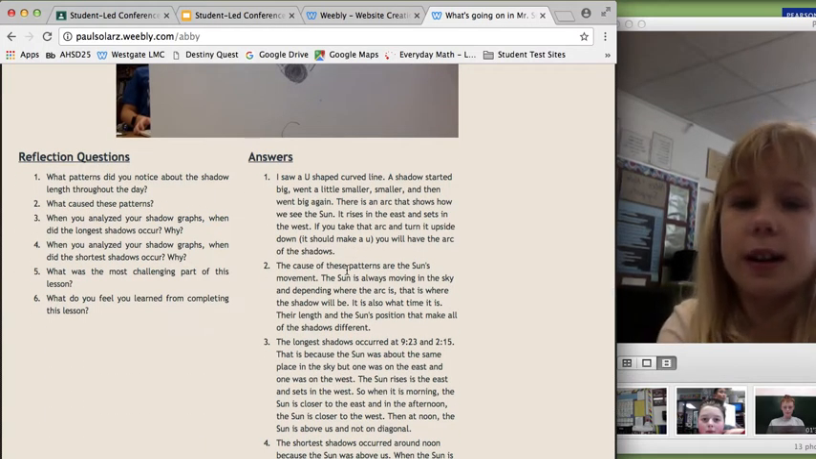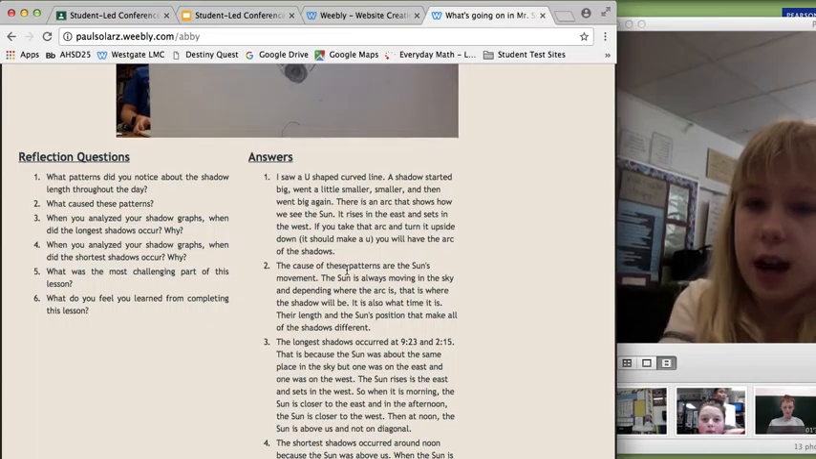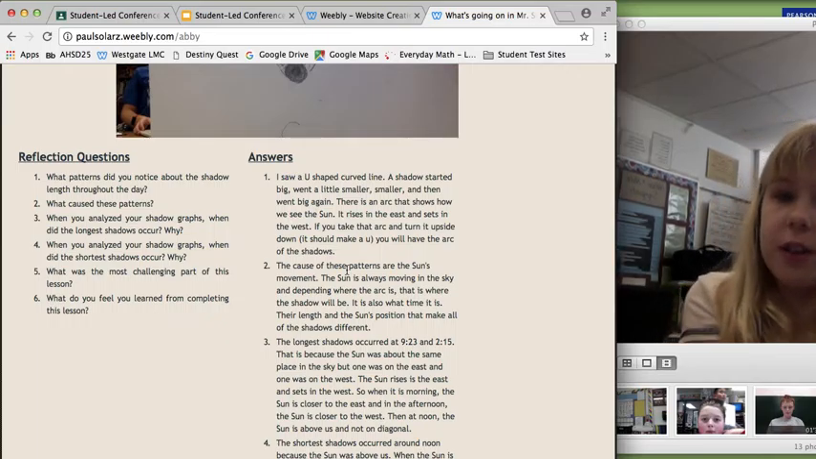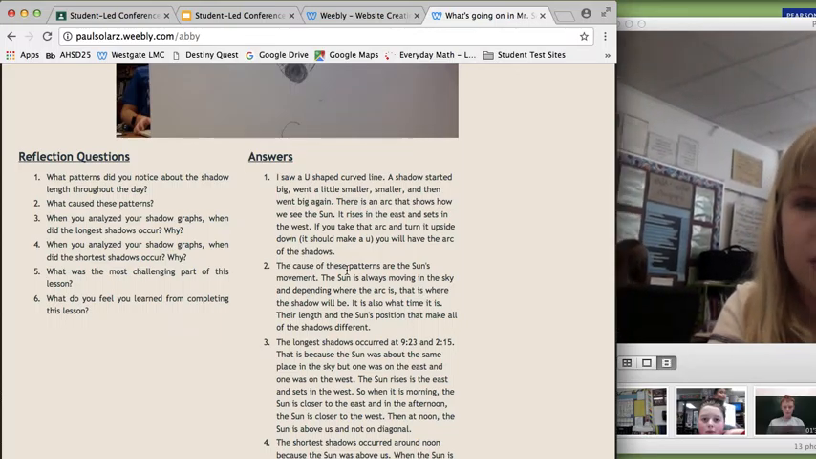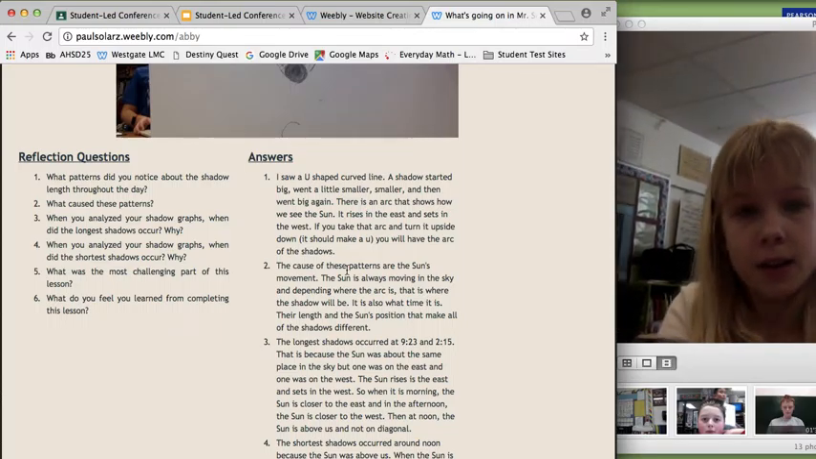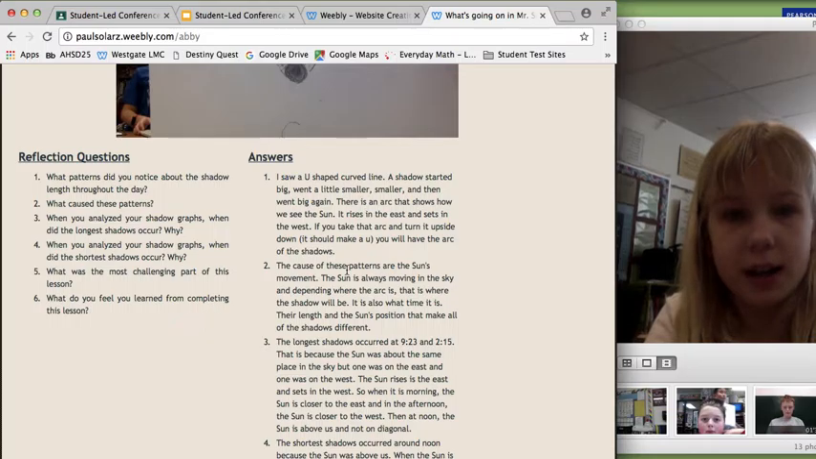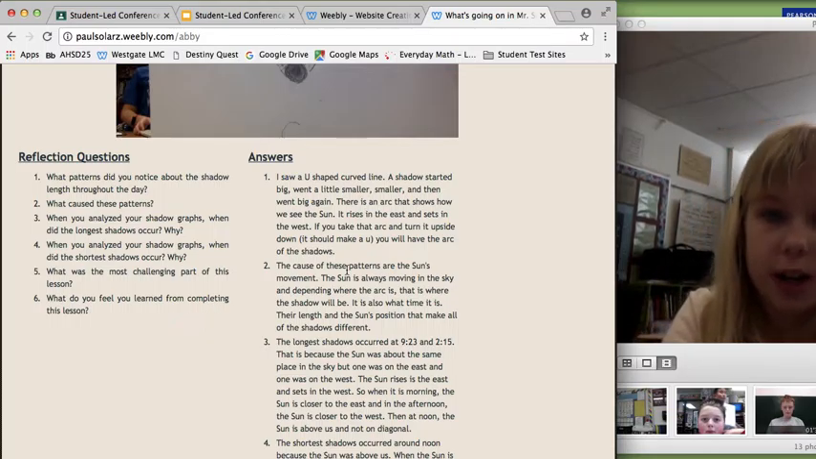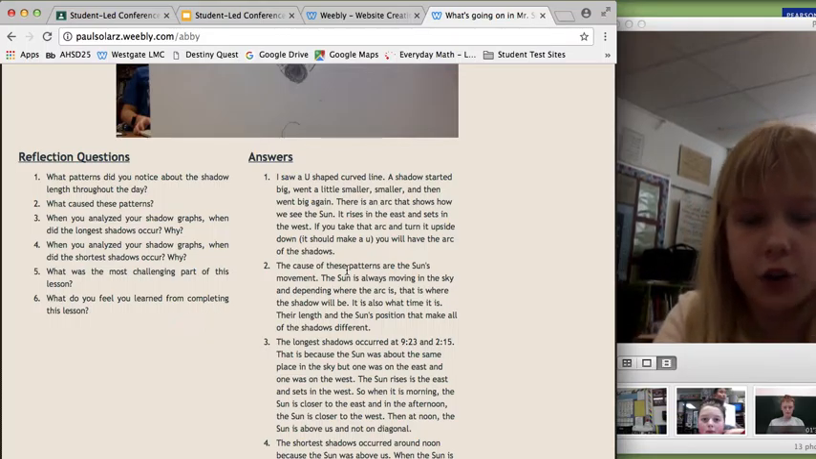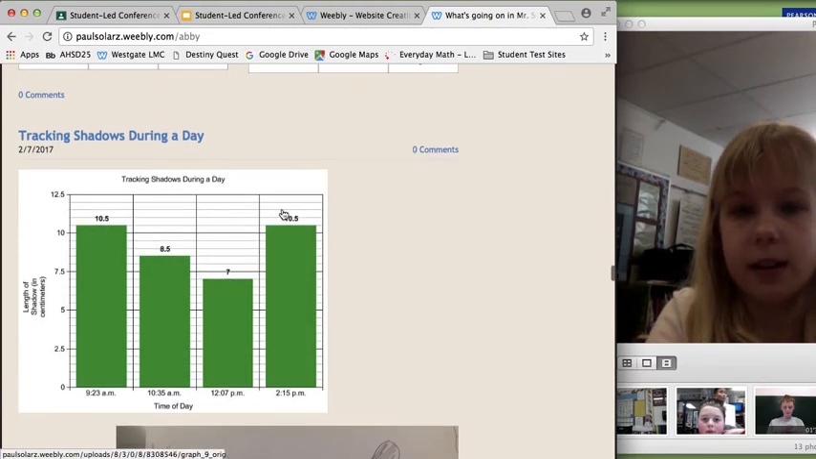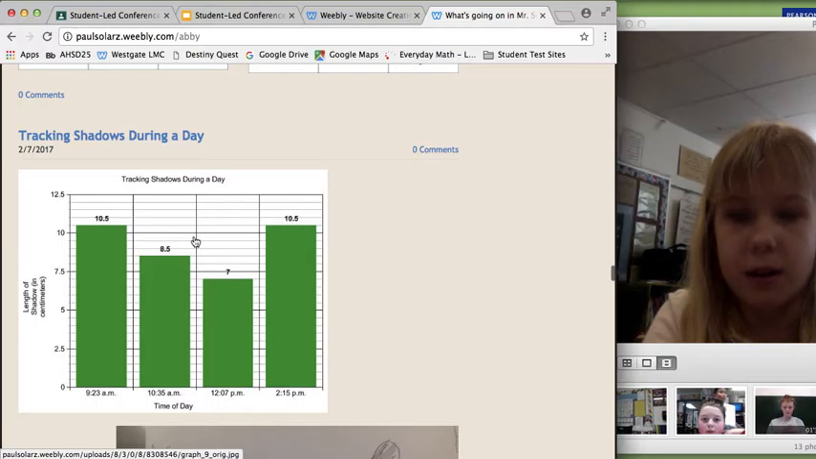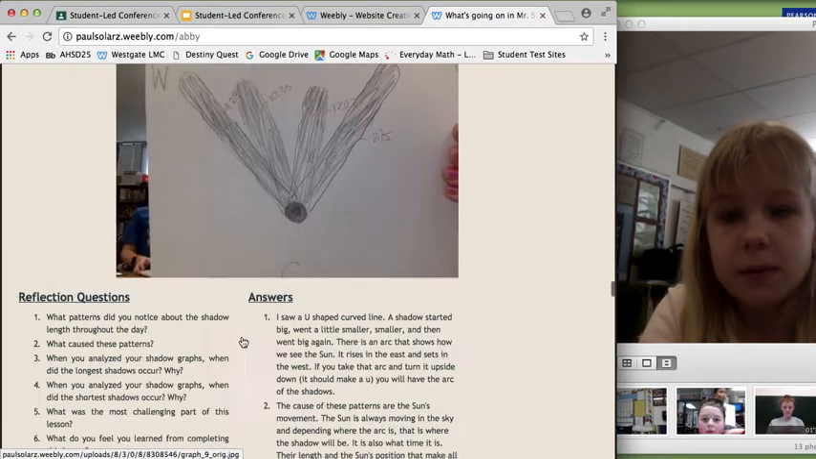So the patterns that I noticed, I saw that there's a U-shaped curved line. A shadow started big, went a little smaller, and then went big again. There's an arc that shows how we see the sun. It rises in the east and sets in the west. If you take that arc and turn it upside down, it should make a U. You have the arc of the shadow. So, as I showed you here, they go like a U kind of. They go down, up, down, and up.